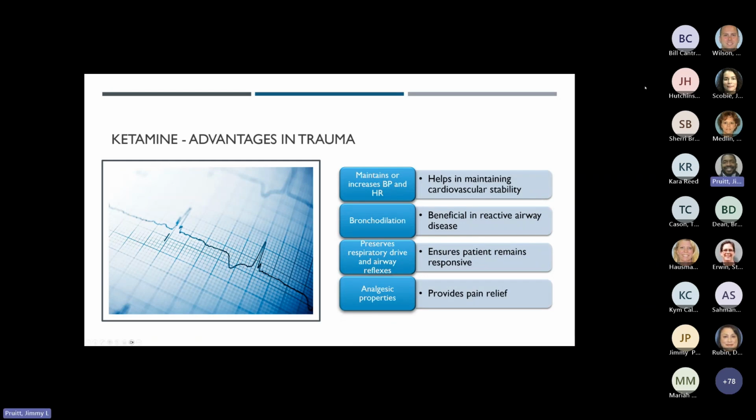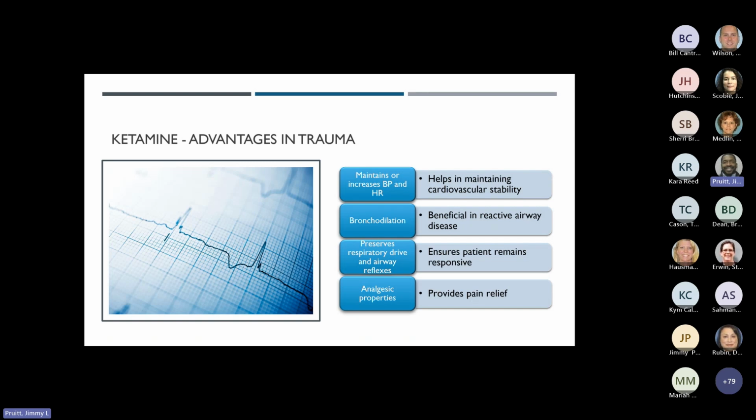And things to consider, and I'm going to be very cautious with this because I'm going to try to debunk it later on. Ketamine does a great job of maintaining or increasing blood pressure and heart rate. This can be very helpful in maintaining cardiovascular stability, but again, that's going to be dependent on a few things. It has some bronchodilation, which can be beneficial in airway disease, which is not really a primary concern for us in the trauma bay. But the thing that it does is preserve respiratory drive and airway reflexes.